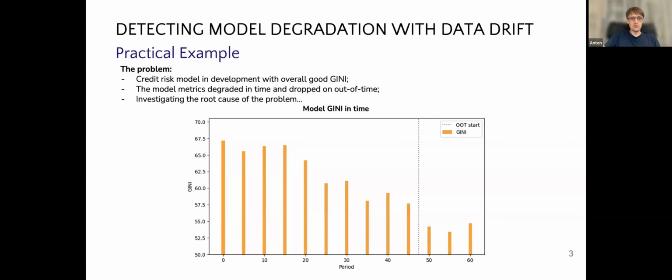And here is the first one. We were developing a credit risk model based on credit history. And during the development, we noticed that the model's metrics were degrading in time and dropped down on the out-of-time data set. This is shown on the slide here. This out-of-time data set is usually used to validate the model's performance, while the in-time data set is divided into train and test to fit a model.